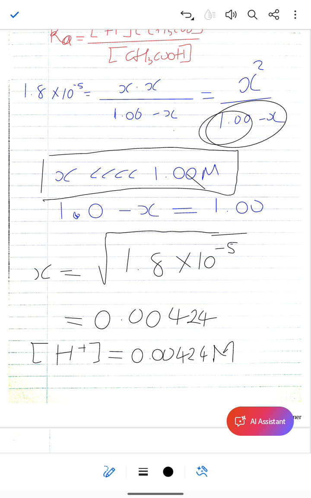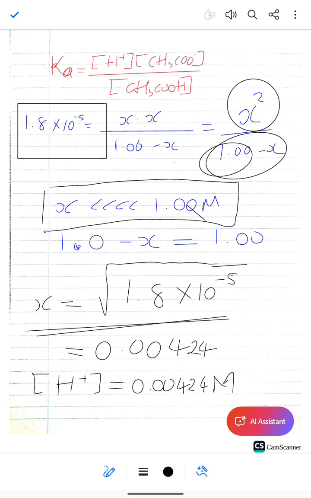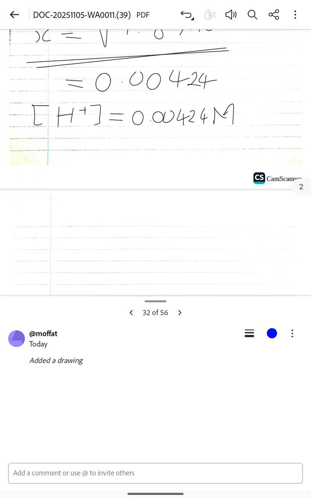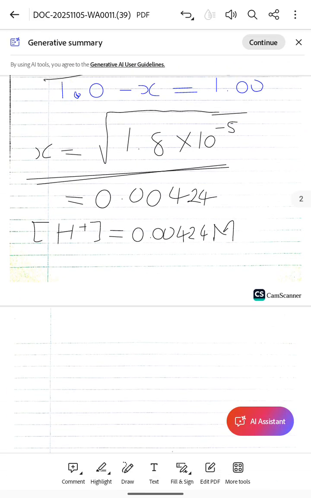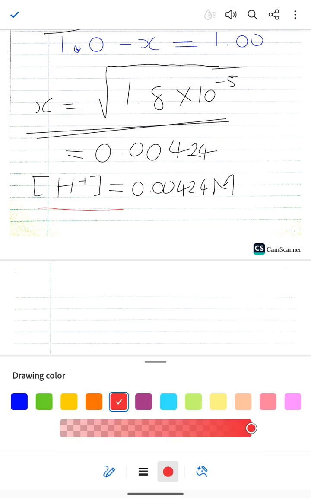So that means you will have 1.8 times 10 to the power negative 5 equals X squared divided by 1. And any number divided by 1 is just itself, right? So X squared is equal to that. Then making X the subject of the formula, I take the root of that, and hence this. Also we agreed that the concentration at equilibrium of the H plus ion is X, and after finding this X, we can agree that this is the concentration of the H plus.